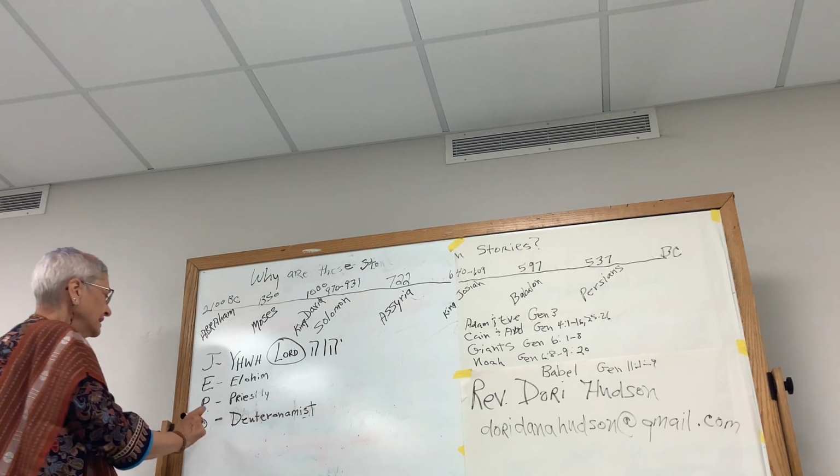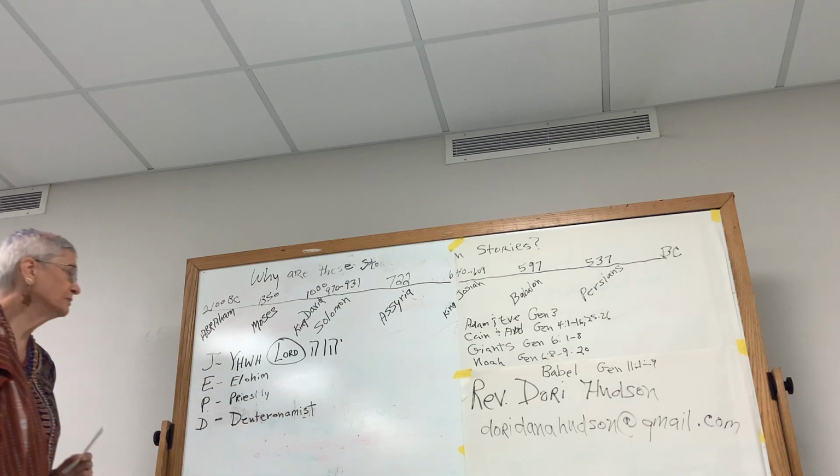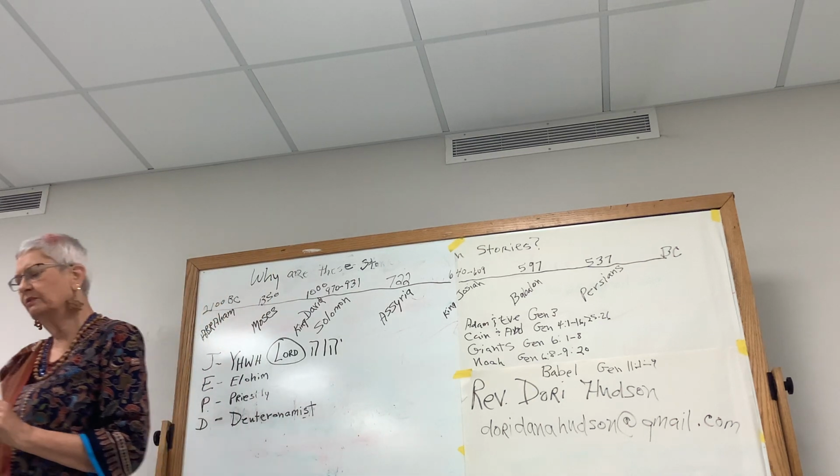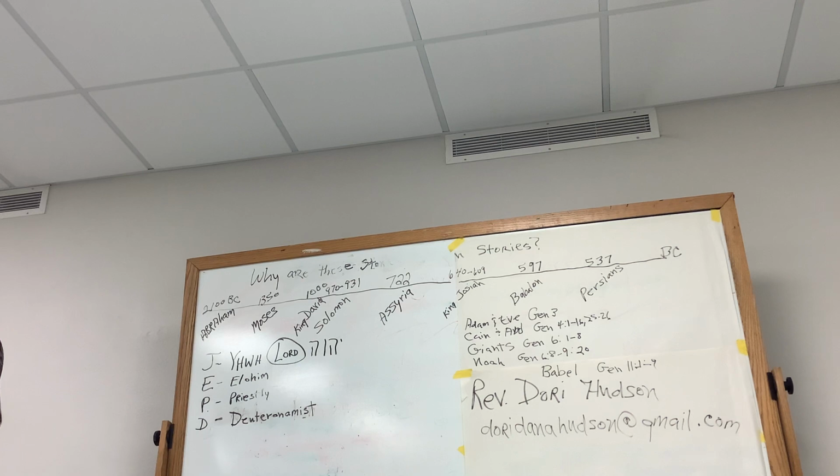And the final one is D, the Deuteronomist. Remember last week I told you that under King Josiah, as part of the restoration of the worship of Yahweh, they cleaned up the temple and they found this scroll. This scroll is the Deuteronomy scroll that becomes our book of Deuteronomy. We don't know whether it was written at that time, whether it really was an ancient scroll, or whether it had come from the northern tribes. We really don't have any idea.